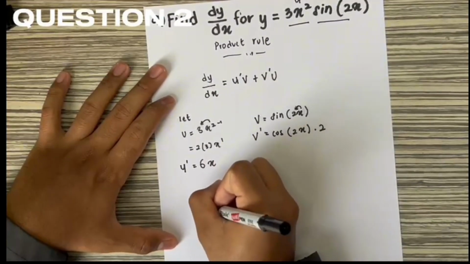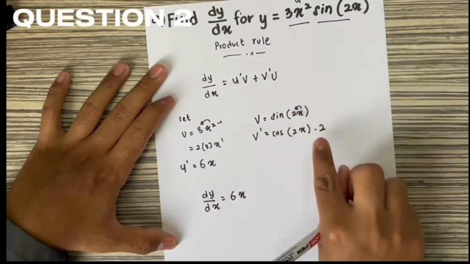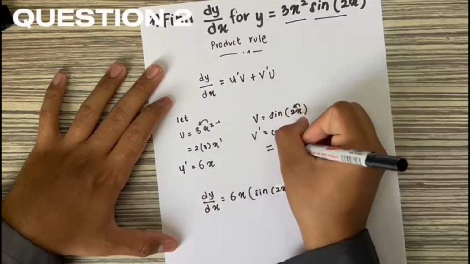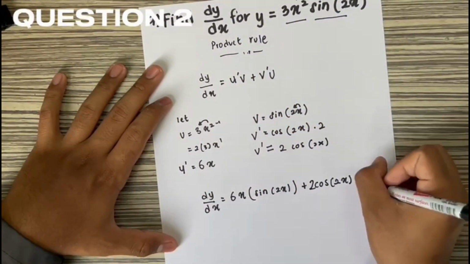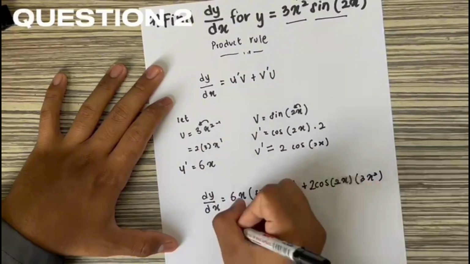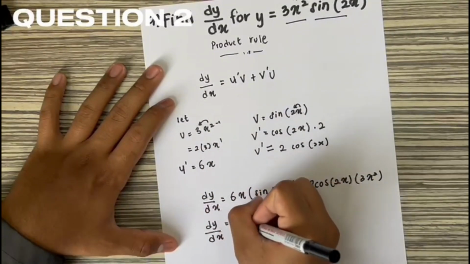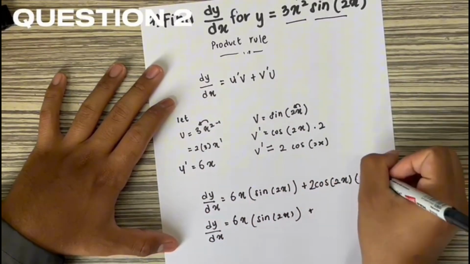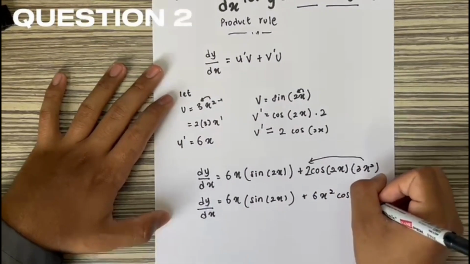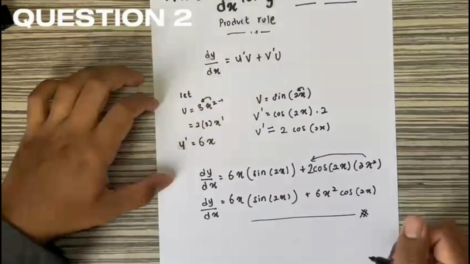So let's put our answer into the formula. So u prime multiplied with v plus v prime multiplied with u. Yes, that's our answer. And then next, we need to multiply all our answers to be a good mathematical sentence. And then we got the final answer. Okay, let's go to the next question.